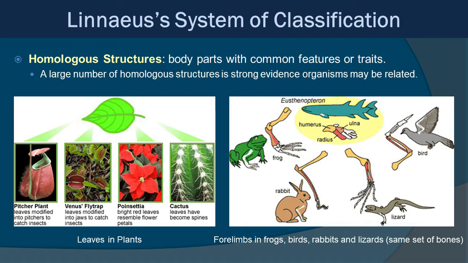Over there on the right, you'll see forelimbs in frogs, birds, rabbits, and lizards. They're the same set of bones. They have been articulated and shortened and lengthened depending on the uses and adaptations of that animal, but they are all homologous structures.